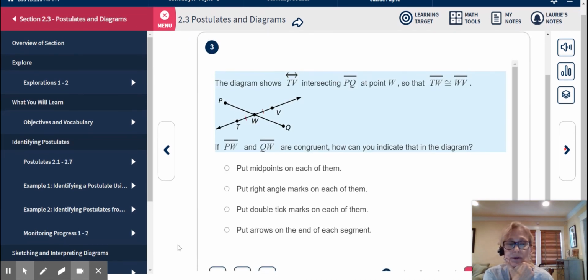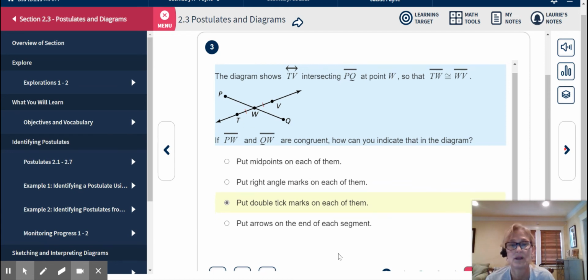So this is one of those where we're going to answer. The diagram shows line TV intersecting line PQ at W, so that TW is congruent to WV. If PW and QW are congruent, how can you indicate that in the diagram? Put midpoints on each of them? No. Put right angle marks on each of them? No. Put double tick marks on each of them? Yes. Since these already have single tick marks, you need double tick marks for the next one. And it's not going to be arrows either.